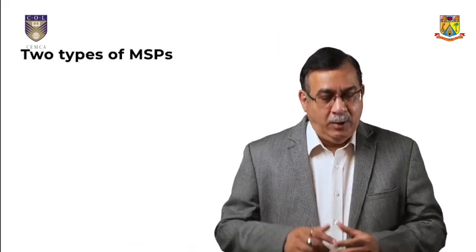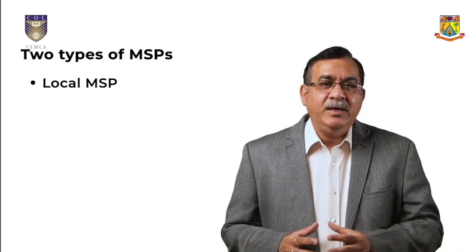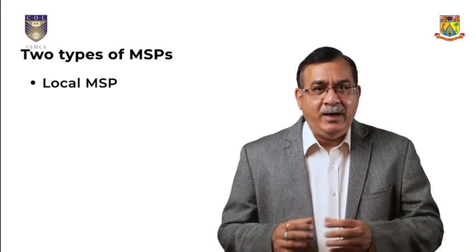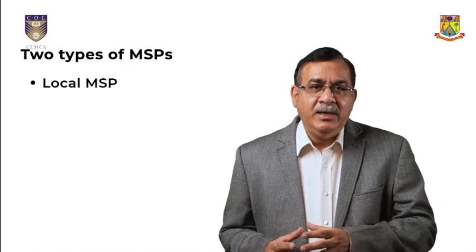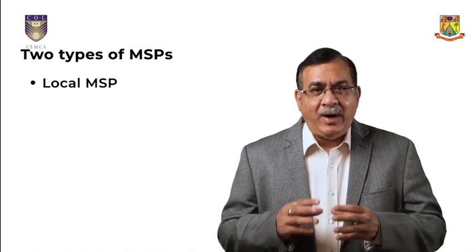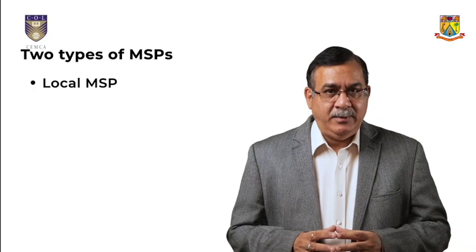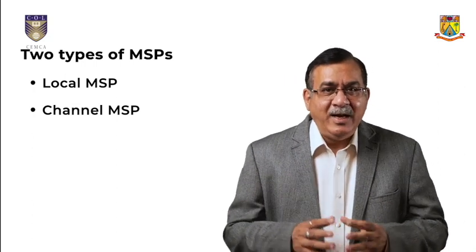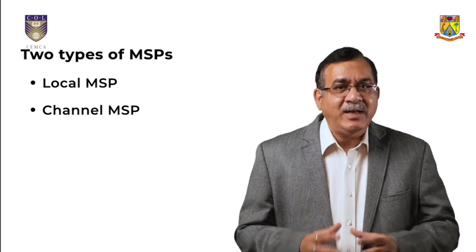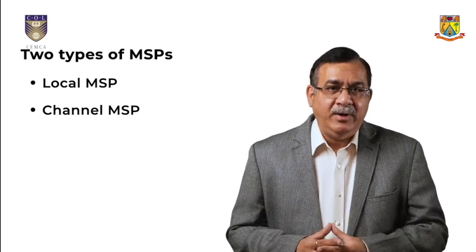There are two types of MSPs. A local MSP defines users or clients and nodes, or peers or orderers. It defines who has administrative or participatory rights at that level. And the second one is the channel MSP, which defines administrative and participatory rights at the channel level.